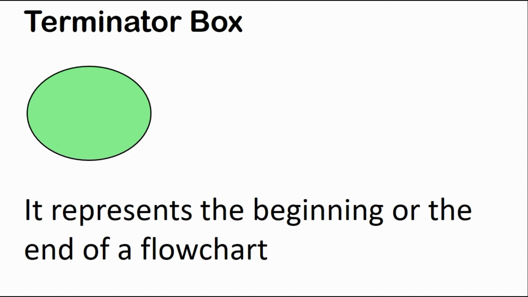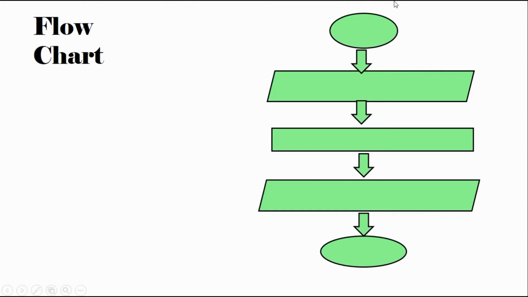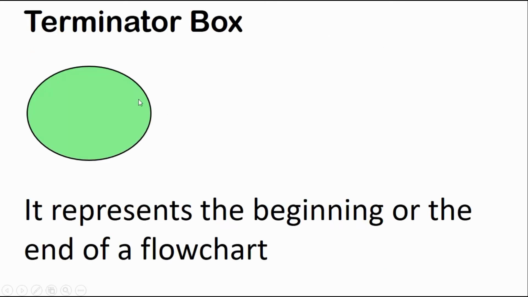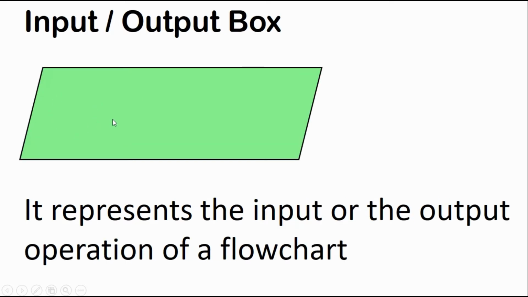So we have this round oval shape, and it is called the terminator box or start box. What it does is it represents the beginning or the ending of a flowchart. So if we were to go back and see the flowchart, it starts with an oval and then ends with an oval. So start and end go into the oval, and then we've got the input/output box, and it represents the input or the output operation of a flowchart. So if you were to give an input, or the output, it is going to be put inside a parallelogram, and it's called the input or output box.